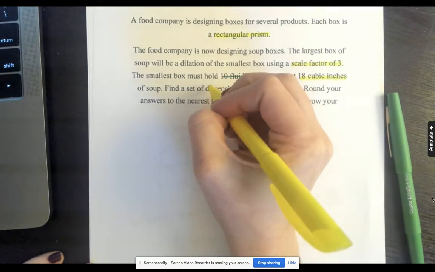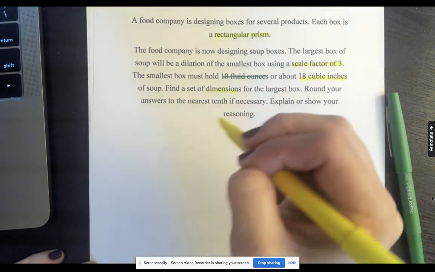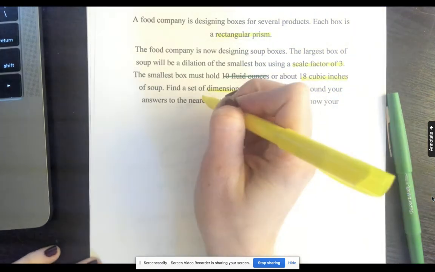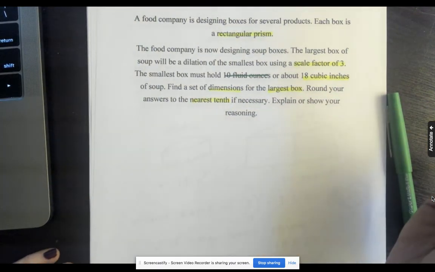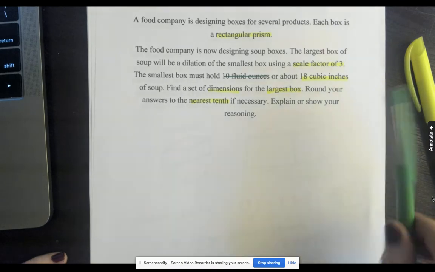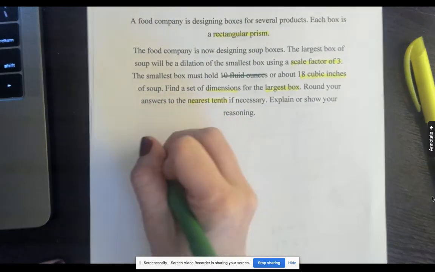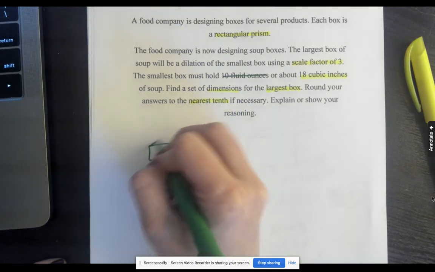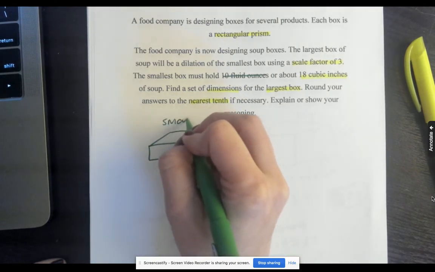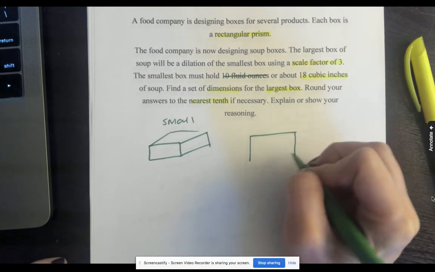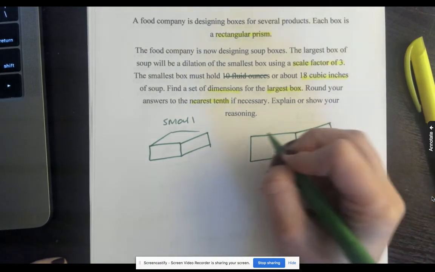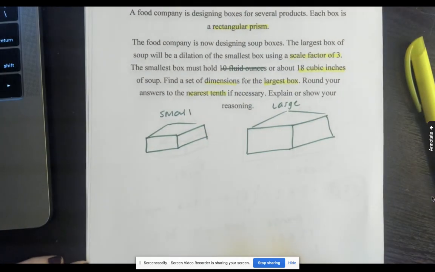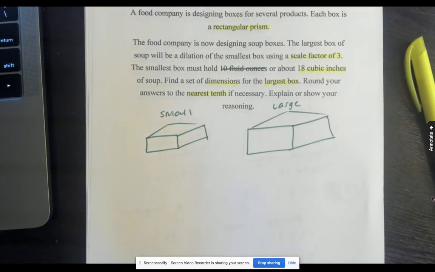Find a set of dimensions, so length, width, and height, for the largest box. Round your answer to the nearest tenth, and then explain or show your reasoning. Okay, so first of all, let's draw the boxes. So here is the small box, and then I have the larger box. I'm not a great artist. Okay. So I have a small box and a large box.